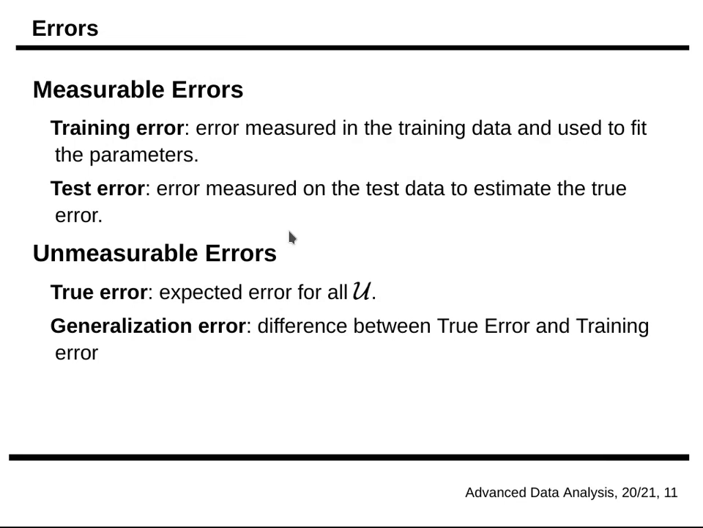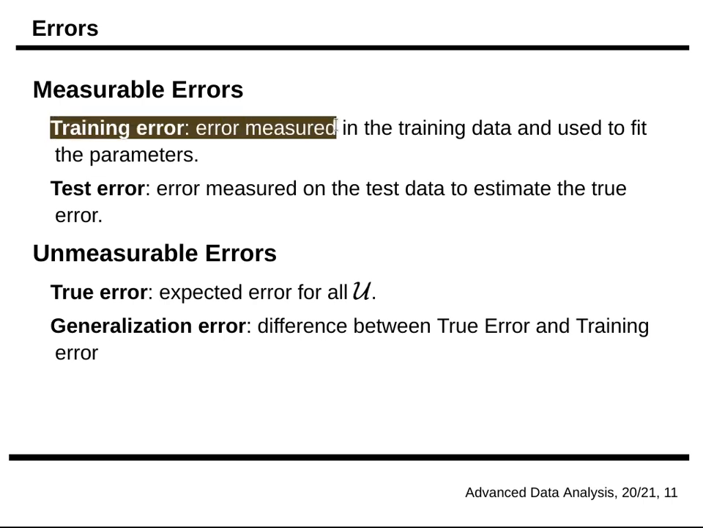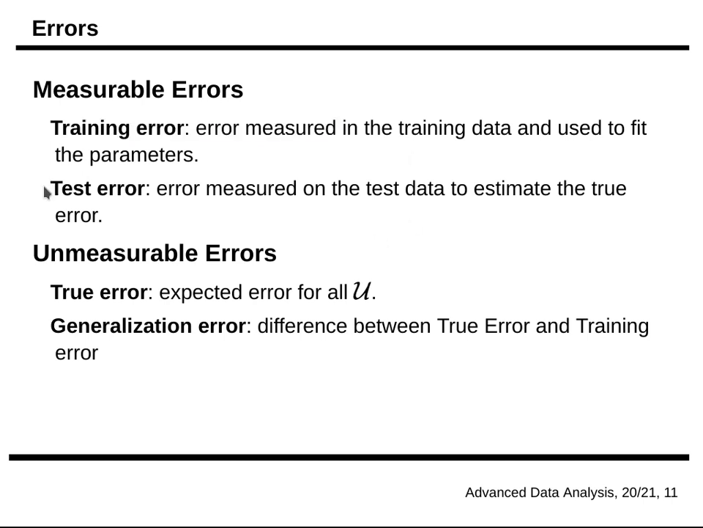So this is the concept so far of errors. The training error is the error that we measure in the training data. This is the one we are minimizing when we are adjusting the parameters. The test error is an error measured outside the training data, so in new data points that we did not use for training or for adjusting parameters, and that gives us an estimate, an unbiased estimate of the true error.